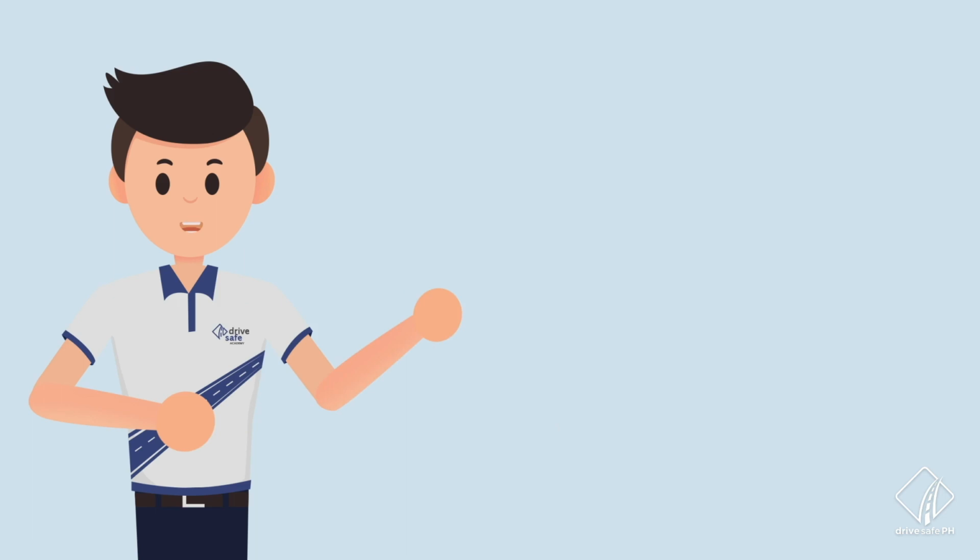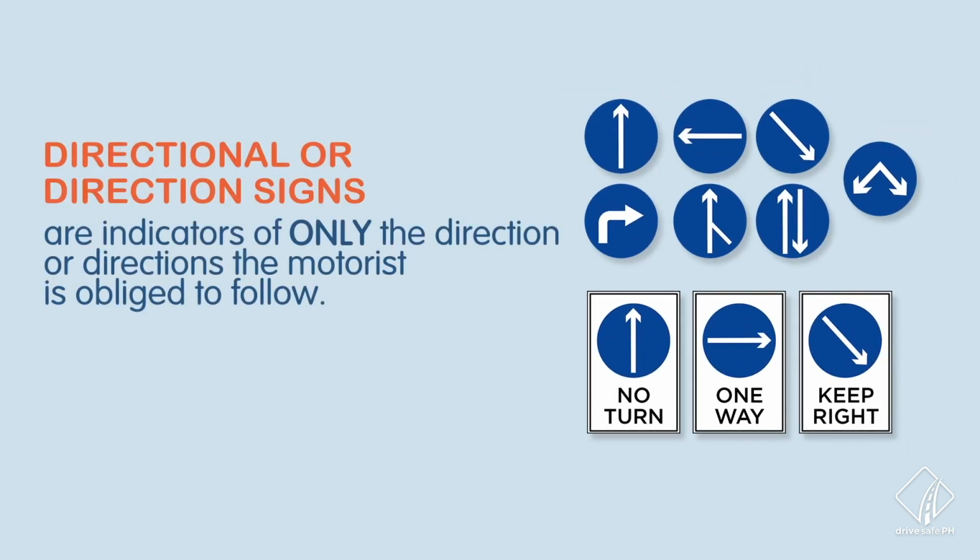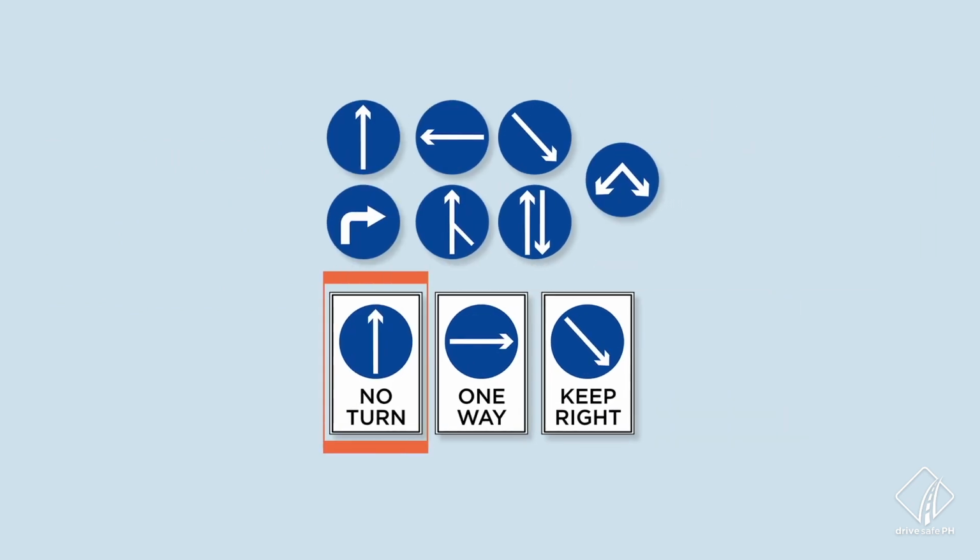Let's begin. Directional or direction signs are indicators of only the direction or directions the motorist is obliged to follow. Let's look at the following examples of directional signs. This sign means you are not allowed to turn or no U-turns, so you must keep straight. The sign with an arrow pointing to the right means the road implements a one-way, while the arrow that is diagonally pointing to the bottom right means keep right.